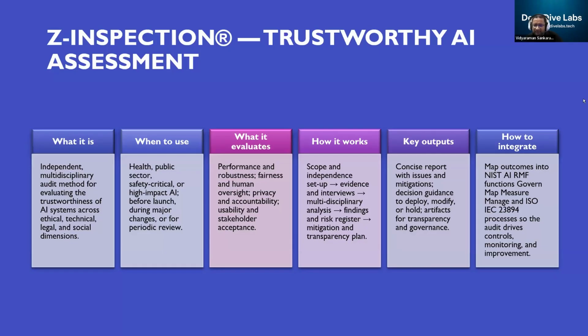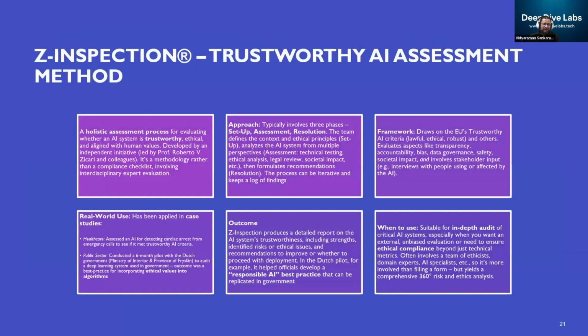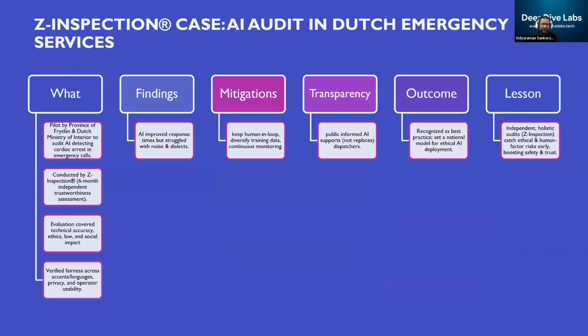And again, the way to integrate that is you can map the outcomes to the NIST AI RMF functions: govern, map, measure, and manage. And you can do this for the ISO 23894 as well, using the similar crosswalk strategy that we previously talked about. So in this context, this is a bit more of a deep dive into what the Z inspection is. Due to lack of time, I will not be going through this, but you'll have access to the deck, so you should be in a position to look into it.